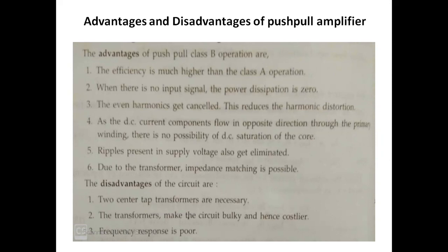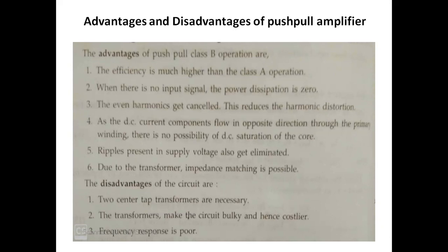Next, here the even harmonics get cancelled. We know that in a class B power amplifier, the even harmonics get cancelled. We have only the odd harmonics. So that means this reduces total harmonic distortion. Some harmonics are eliminated. That is, some frequency components which cause distortion get eliminated. So automatically the total distortion also reduces. So that's why efficiency also increases.